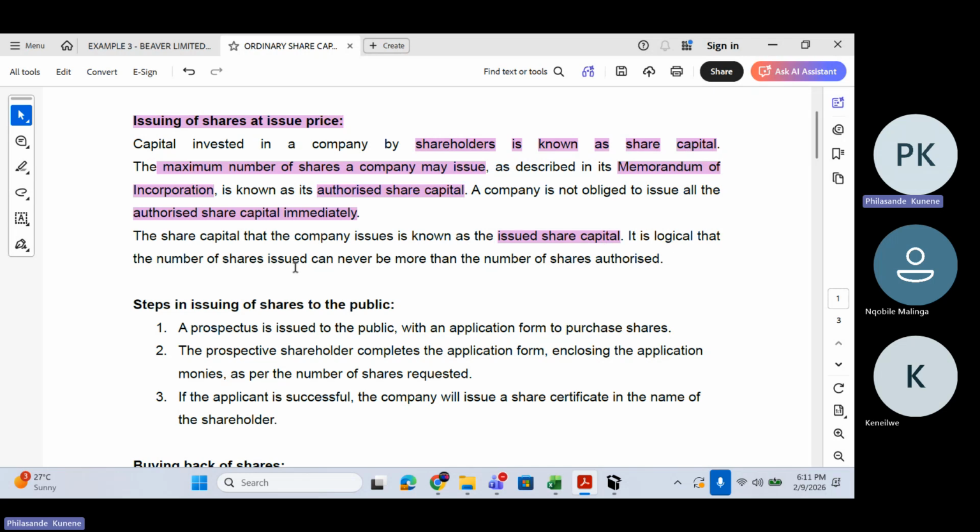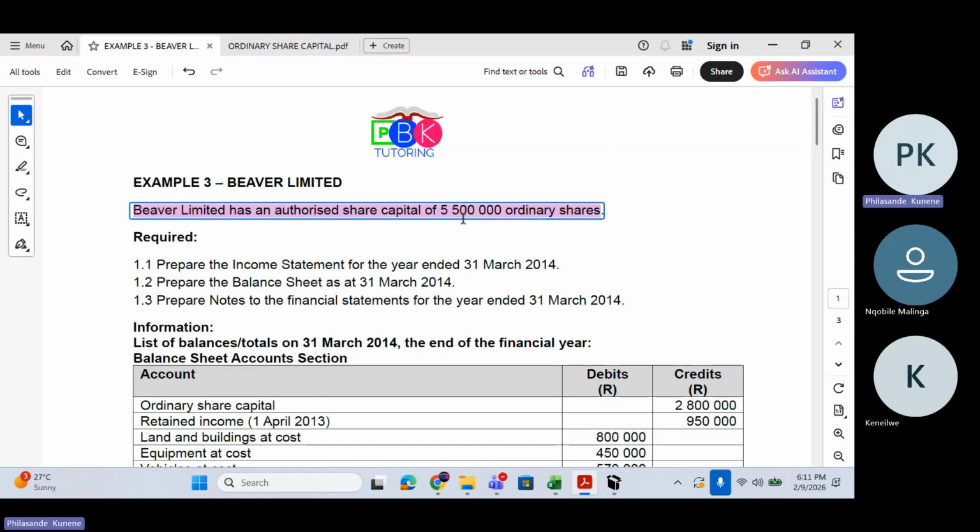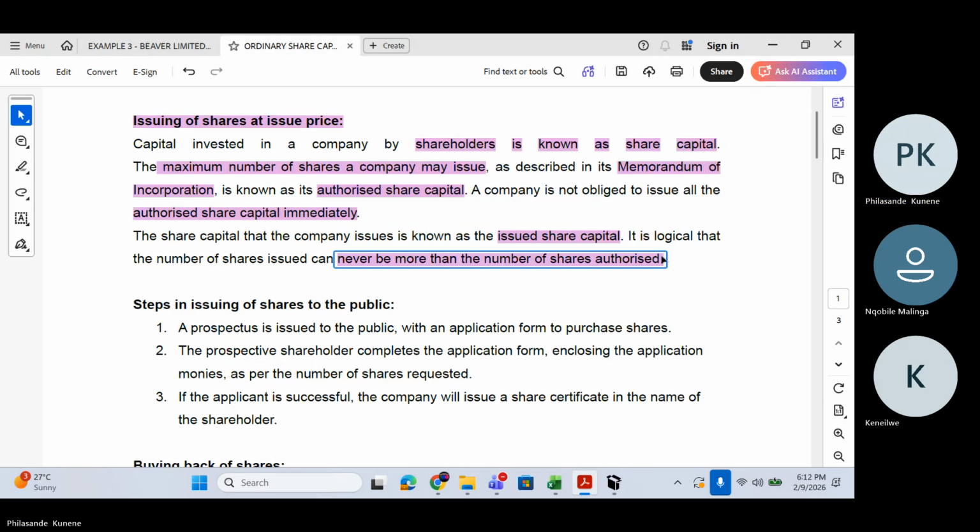The share capital that the company issues is known as issued share capital. It is logical that the number of shares issued can never be more than the number of shares authorized. But I did say before that we can issue more and then go and request the shareholders to authorize that. If we are only authorized to issue 5,500,000, I cannot issue 6 million shares. But when I see there's a need, we need money at the company, we're running out of cash, I can issue 6 million shares as a director. And then I'll go and ask the shareholders to say, this is the reason why I issued more than what you authorized. Can you please also authorize the extra shares that I've issued? If they allow, they're going to authorize it. But if they say no, it doesn't make sense what you did, I may be liable to pay that money. That's how it works.